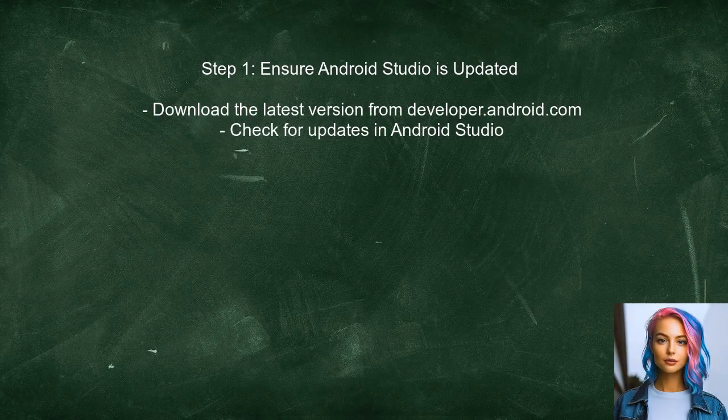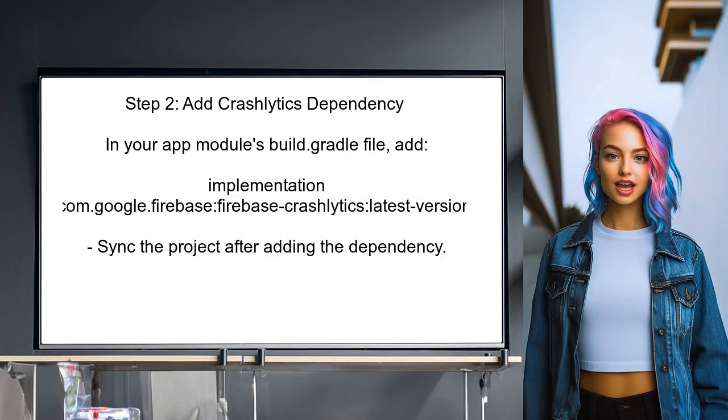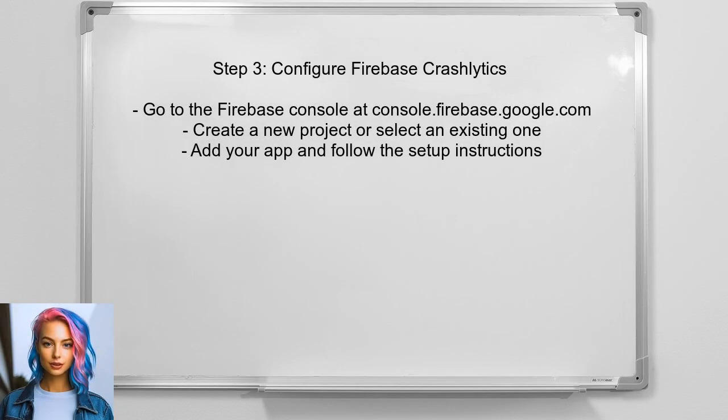To integrate Crashlytics with Android Instant apps, the user should first ensure that they have the latest version of the Android Studio installed. This is crucial for compatibility. Next, the user needs to add the Crashlytics dependency to their project. This can be done by modifying the build.gradle file in the app module. After adding the dependency, the user should configure the Firebase Crashlytics in their project. This involves setting up the Firebase console and linking the app.